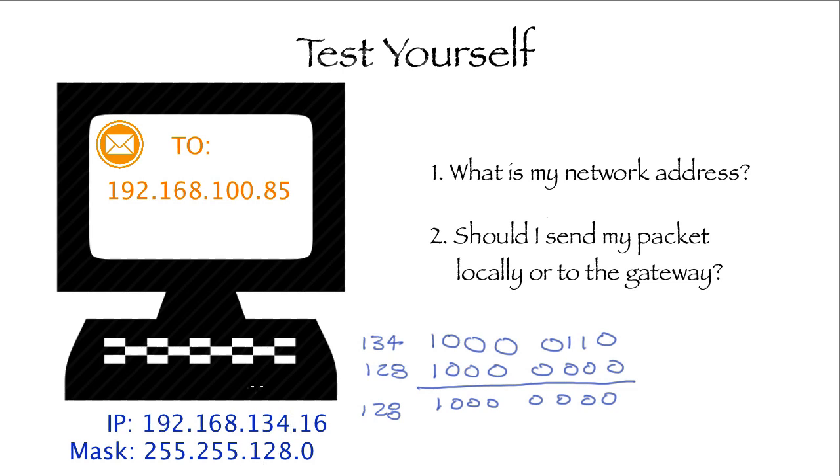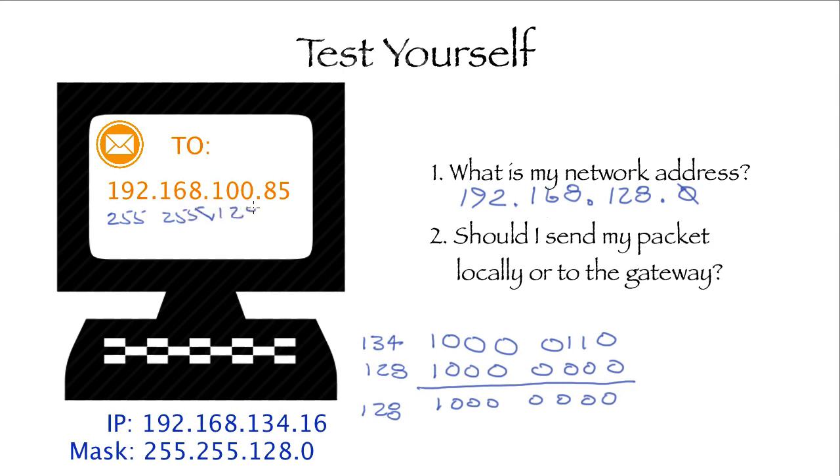So if you look at what is my network address, it is 192. If I AND these two octets, you get 192. You'll get 168. Here, when you AND these two, you'll get 128. And here you'll get 0. So that is the address of the local network. Should I send my packet locally, that is, should I send this packet here locally or to the gateway? Again, we have to take this and AND it with the network mask.